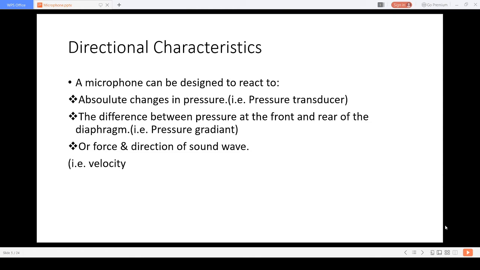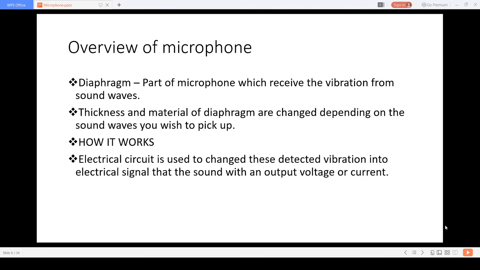There are some directional characteristics of the microphone. Absolute change in pressure means a pressure transducer. The difference between pressure at the front and rear of the diaphragm means pressure gradient, or force in the direction of the sound wave, which means velocity.